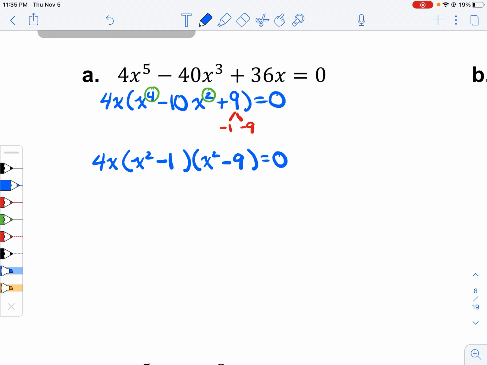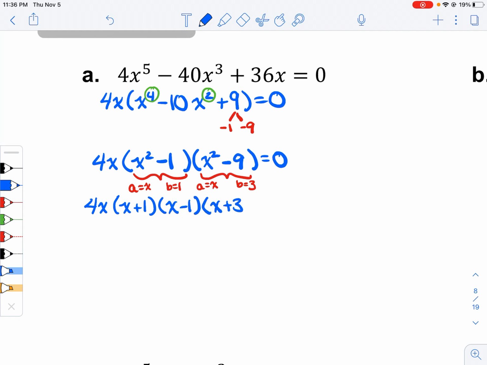And then we have to double check, since there's a square inside the parentheses, we need to figure out if we can do more factoring. In fact, we can. These are both differences of squares. Let's go ahead and solve them at the same time. So a is x here, and b is 1. And then this a separately is also x, and your b here is 3. So this would factor as 4x times x plus 1, x minus 1, x plus 3, x minus 3. So lots of factors.